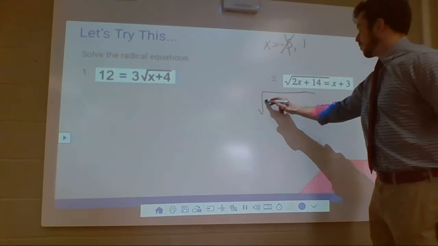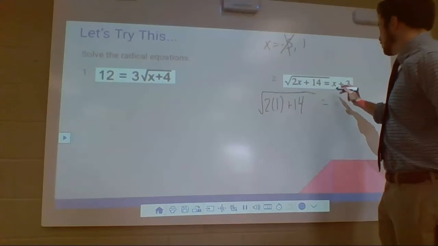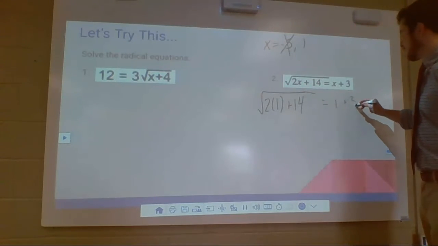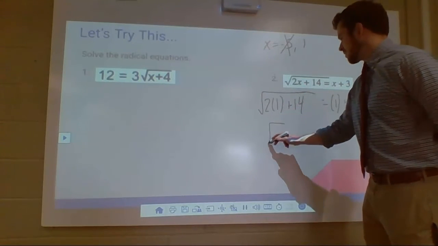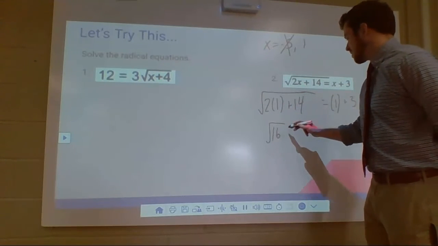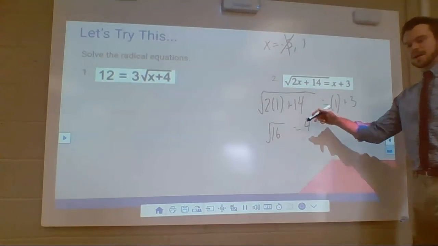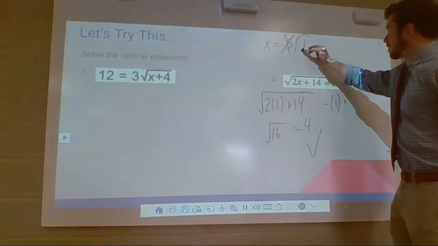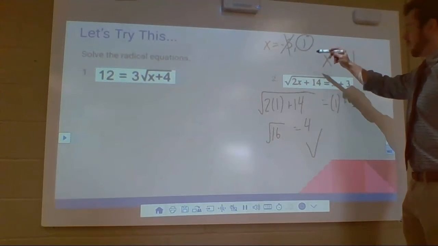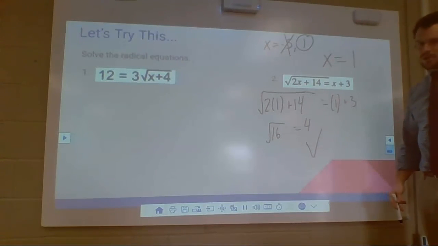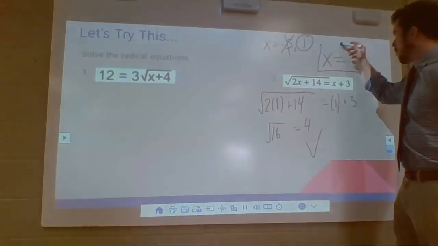Alright, so I'm going to substitute in 1. We got 2 times 1 plus 14 equals 1 plus 3. 2 times 1 is 2. 2 plus 14 is 16. So we're going to get the square root of 16 equals 1 plus 3 is 4. Is the square root of 16 4? Yes, this checks out. So 1 does work. So the only solution that works is x equals 1. Negative 5 was an extraneous solution. We found that out by checking. The only solution that works is x equals 1.